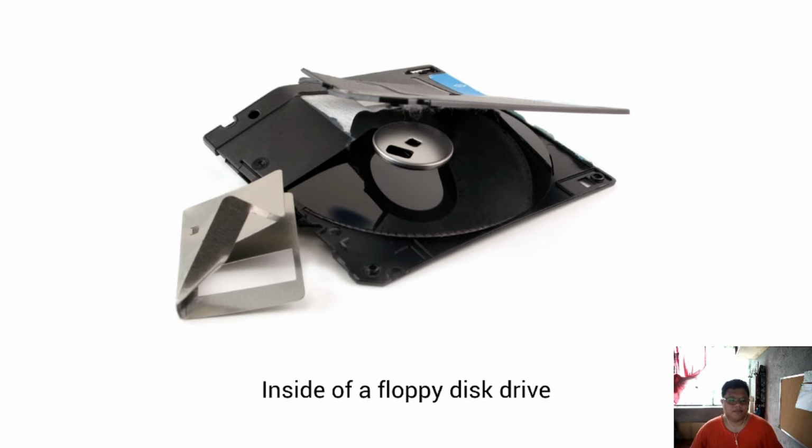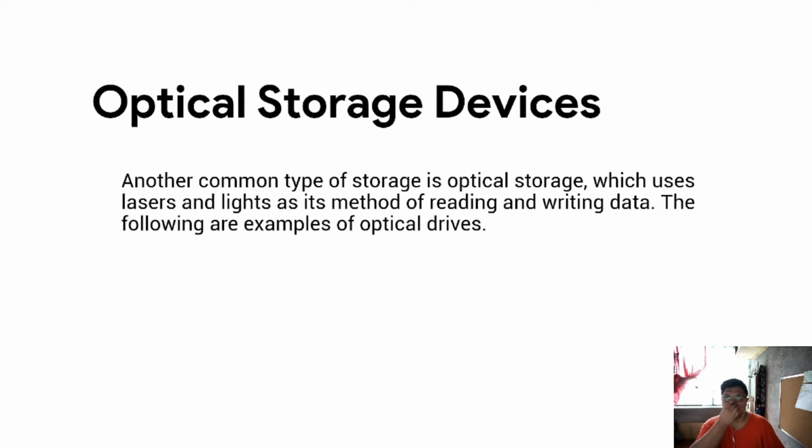Okay, so those are the different magnetic types, the hard disk drive and the floppy disk drive. The next type of storage device according to their technology is the optical storage device. Another common type of storage is optical storage, which uses lasers and lights as its method of reading and writing data. From the name itself, optical, optics, meaning light. So the main technology used in this type of storage device is laser and light.